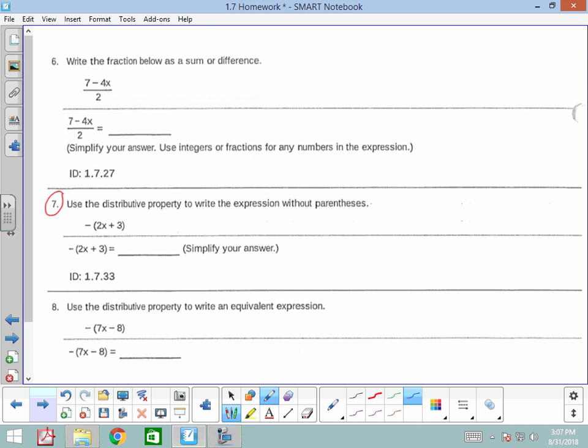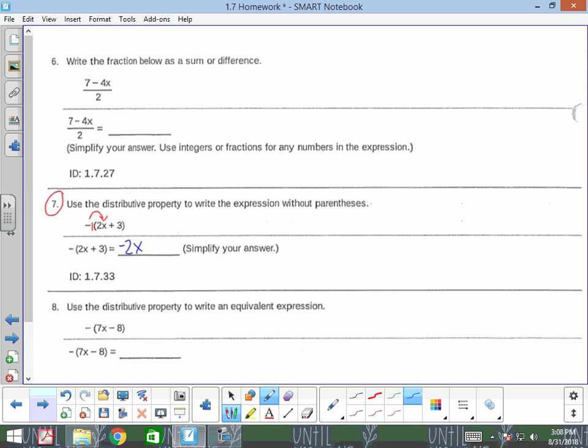Using the distributive property here, remember this negative symbol in front of the parentheses, that's actually a -1. The 1 is just not written. So we're multiplying -1 times 2x, which is -2x. Then we're going to multiply -1 times +3, which is -3. So that -1 in front of the parentheses changes the signs of everything inside the parentheses.